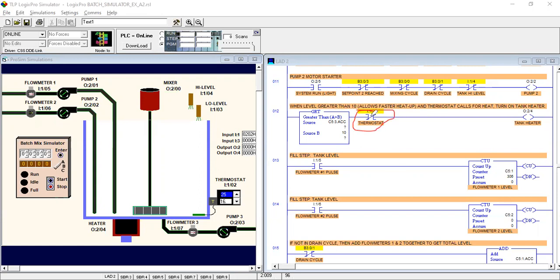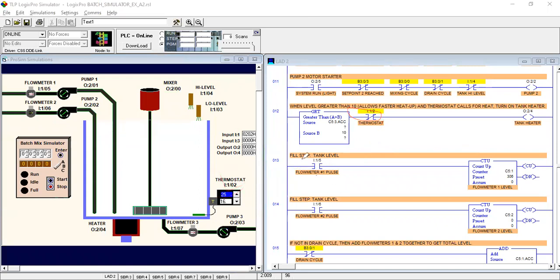And this is the thermostat sensor, and on the right side we have our tank heater. So this is our heater, and this is our heater addressing. And this is our thermostat controlling this one.